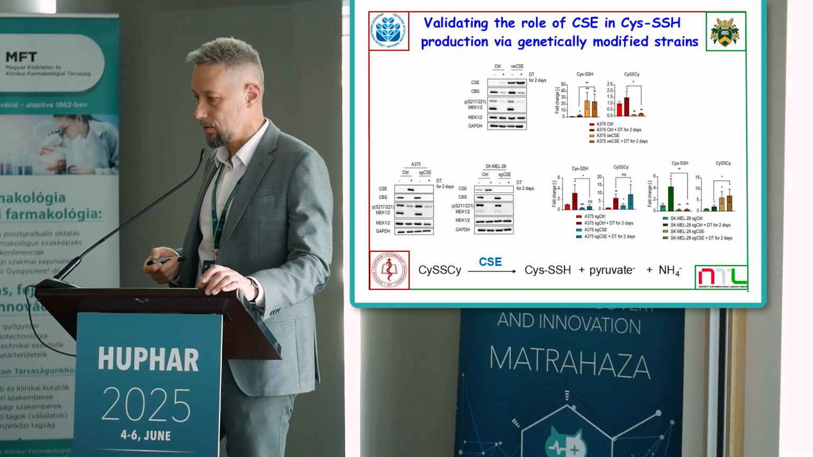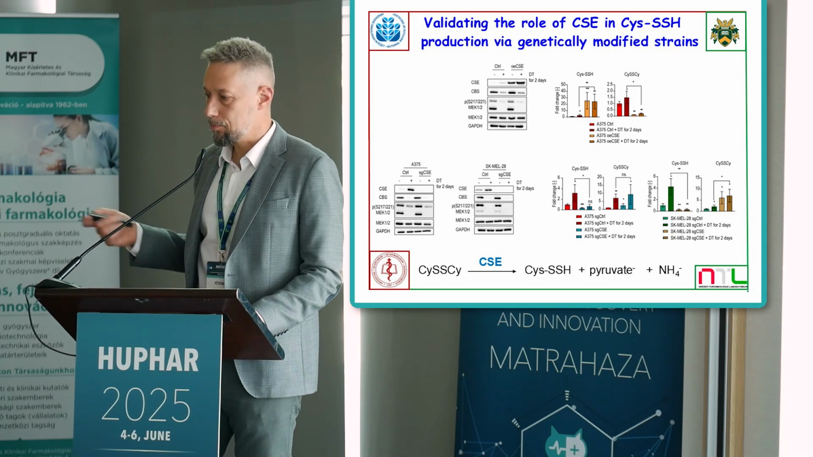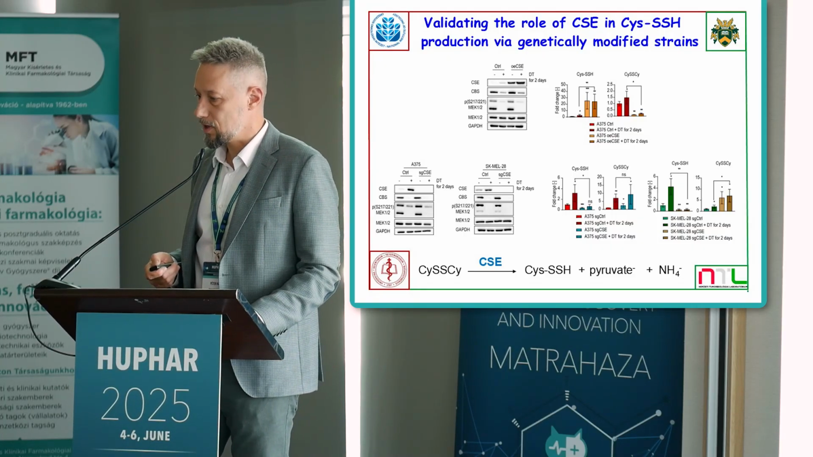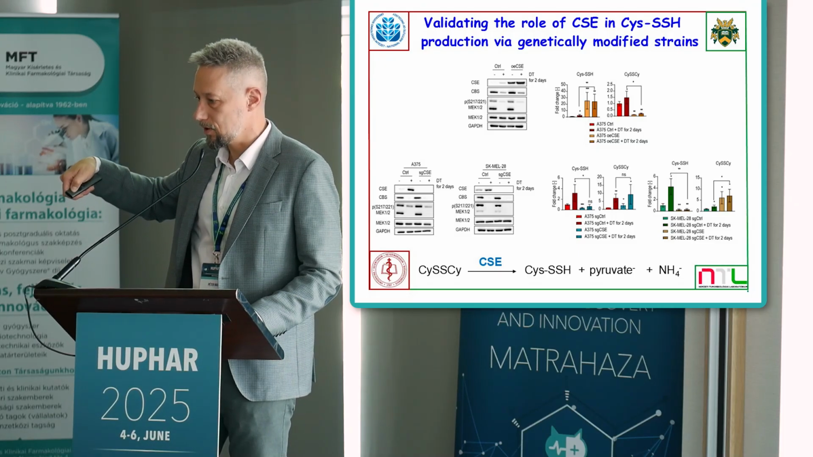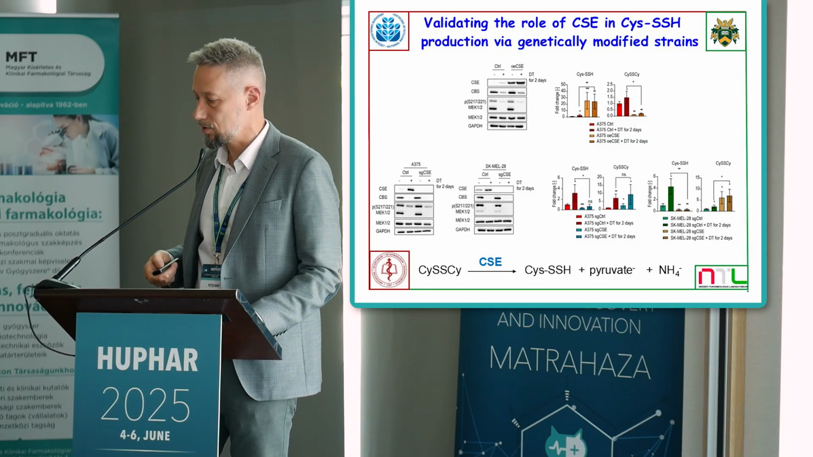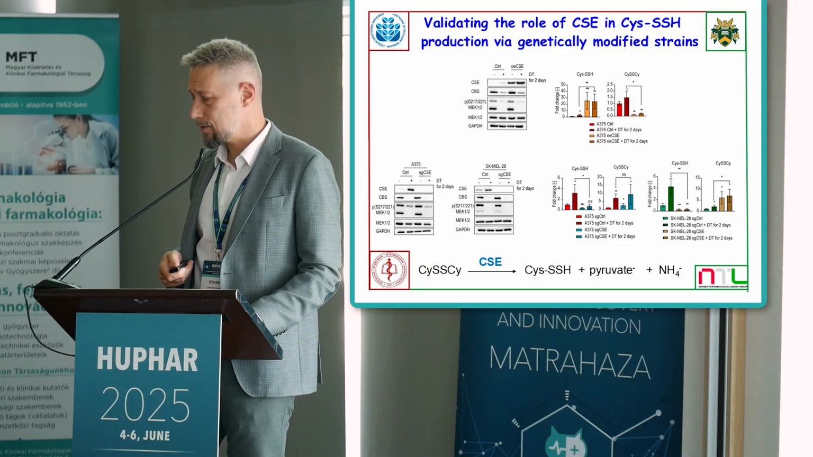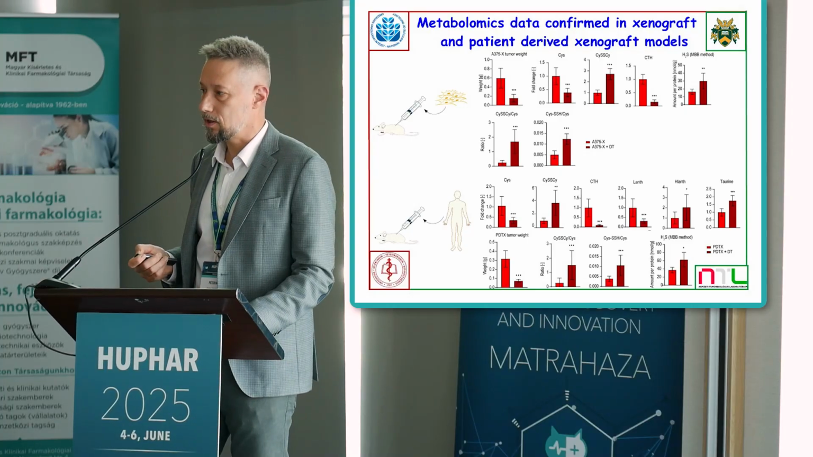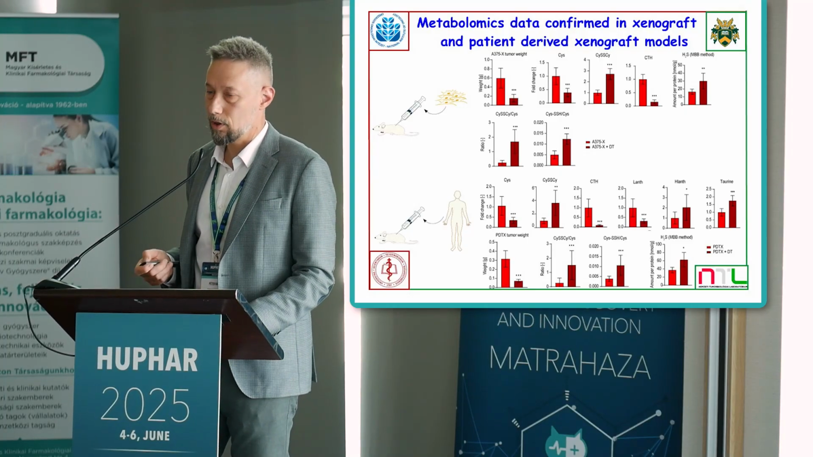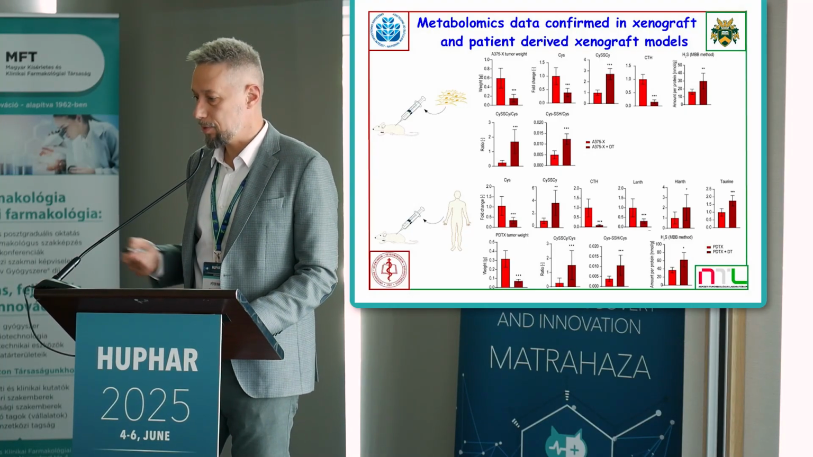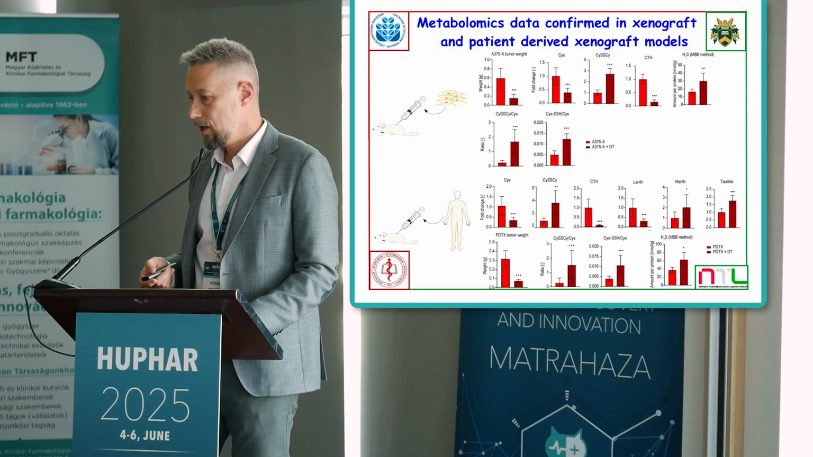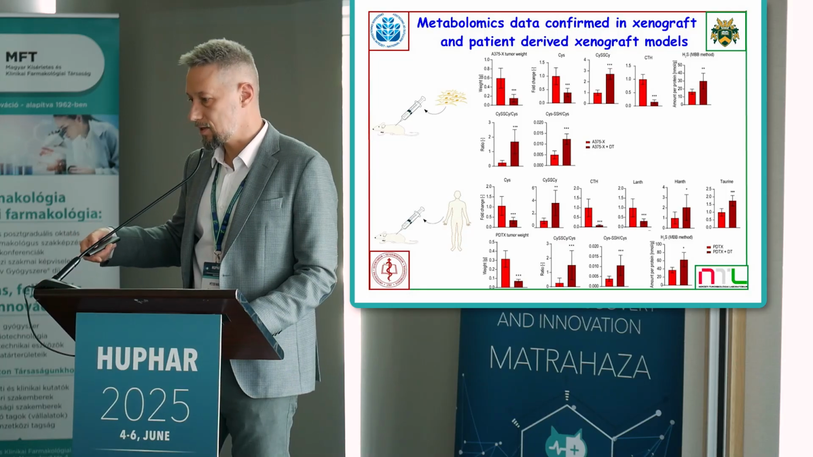Why are these persulfides important? First we did transfection of CSE and then knocked it out from cells to show that it's indeed CSE that was involved in the production of these reactive sulfur species, namely the cysteine persulfides, and indeed that was the case. Then, of course, to make sure that it's not some side effect of working with cells, we used xenografts and patient-derived xenografts and demonstrated that the metabolomics were the same as we observed inside cells.